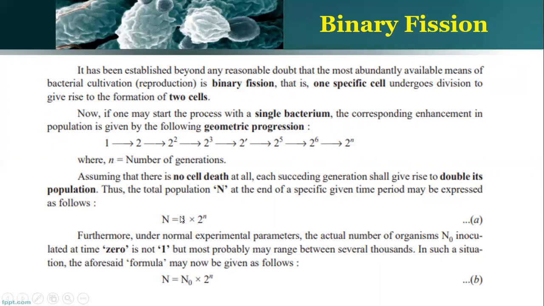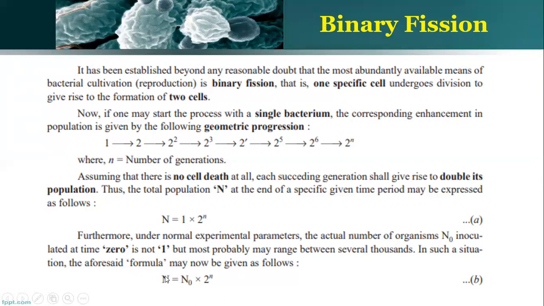So, as it is highly impossible to inoculate a single organism, this 1 has been replaced with N naught. N naught is the initial population. If you take a loopful of organisms from a medium, it contains multiple organisms, thousands or millions, trillions of organisms. So it is highly impossible to pick a single organism from the culture. That is why 1 has been replaced with N naught. N naught is the initial population.